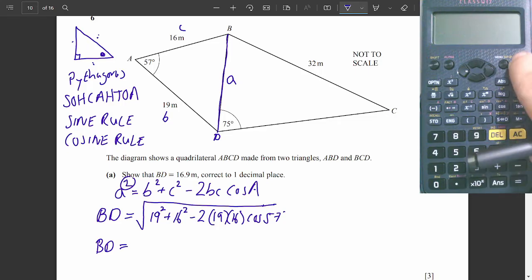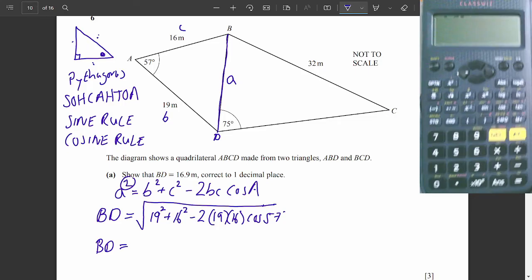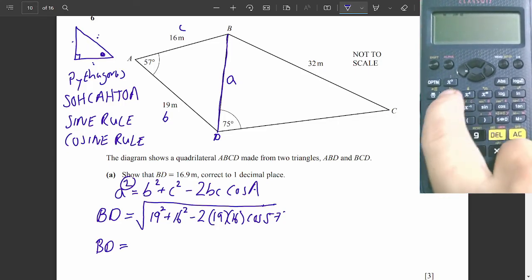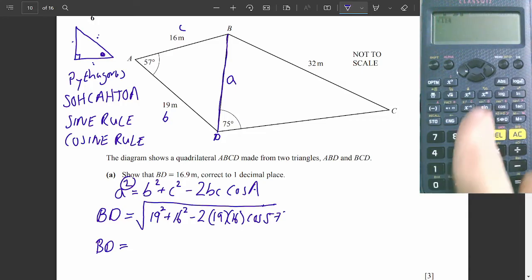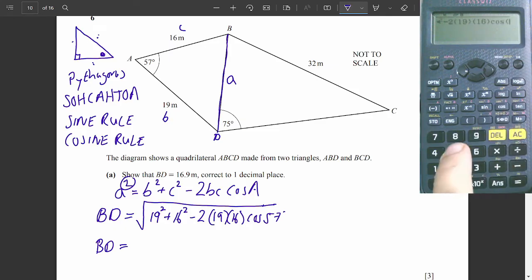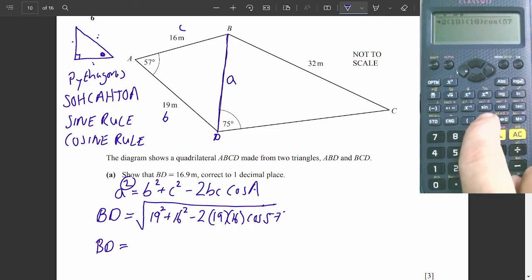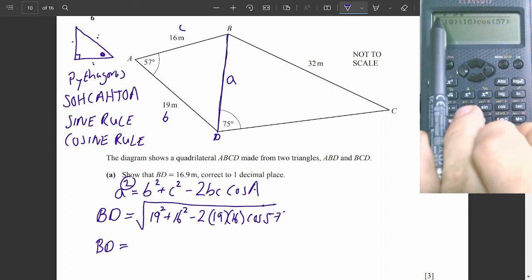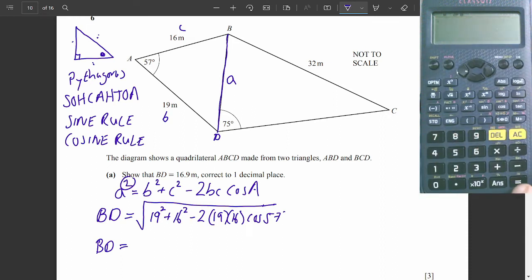Now we just need to put that into our calculator. And here we go. Square root of 19 squared plus 16 squared minus 2 times 19 times 16 times cos 57. Close the bracket. Make sure that line at the top, the square root, extends all the way. And we got an answer.